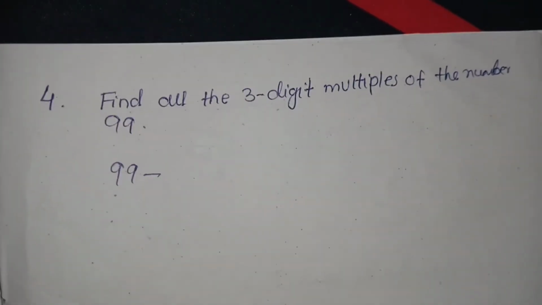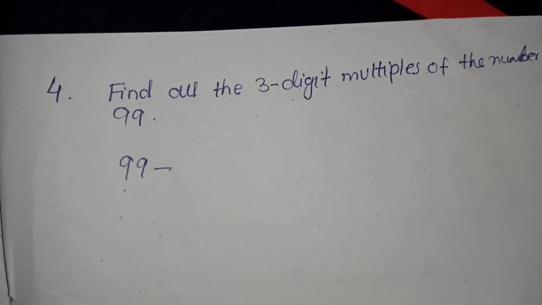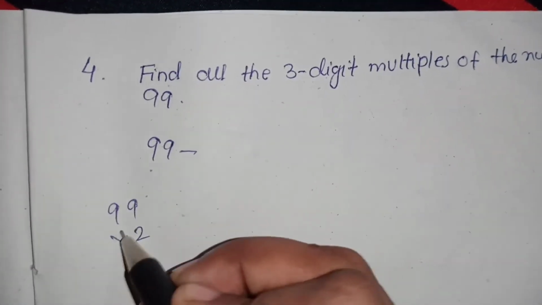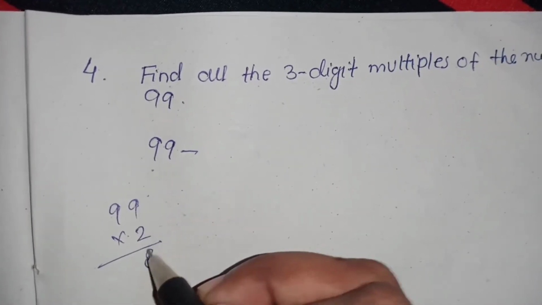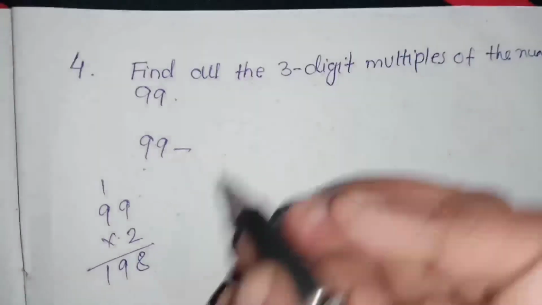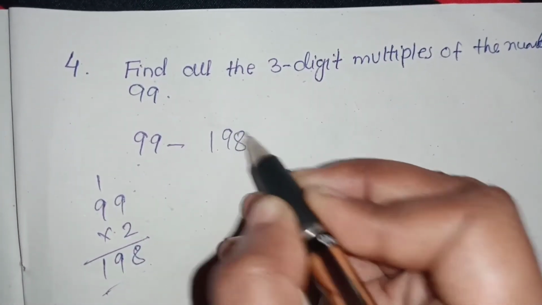So 99 ones are 99. 99 twos are how much? Now you are kids, so what you can do is multiply by 2 and see. 2 nines are 18, 8 and 1 carry. 2 nines are 18 plus 1 is what? 19. So you can see we got the 3 digits. So 198 we have written.